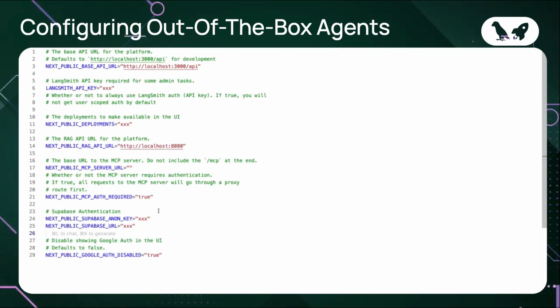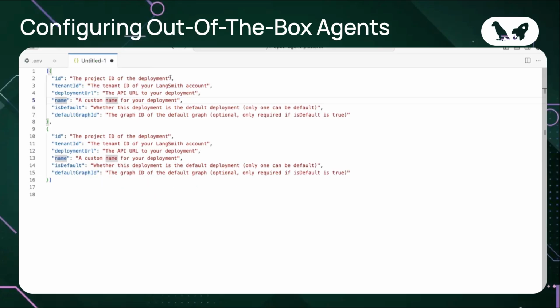If we navigate back to our environment file in our OpenAgent Platform repo, our aim is to set the next public deployment variable. To do this, we need to create a configuration object for each agent. I've just copied from the Quick Start Guide the structure of this configuration object. I recommend you do the same and then fill this out with some of the information that we just gathered.